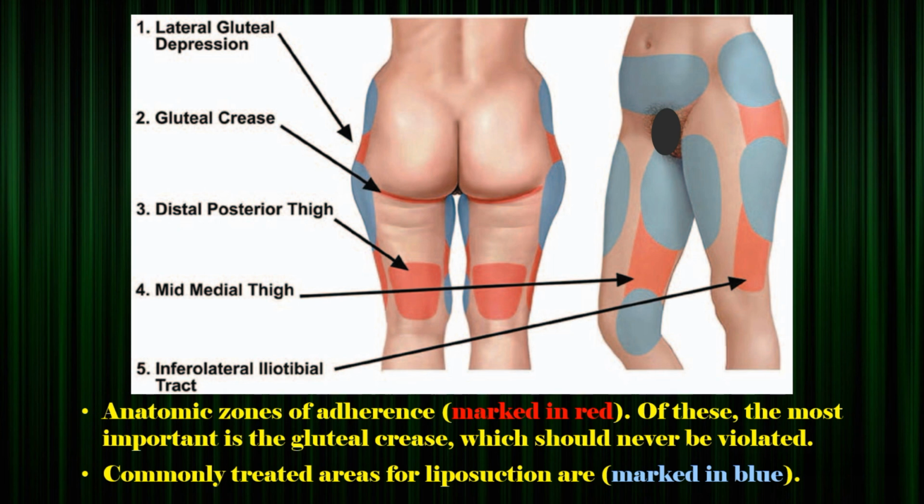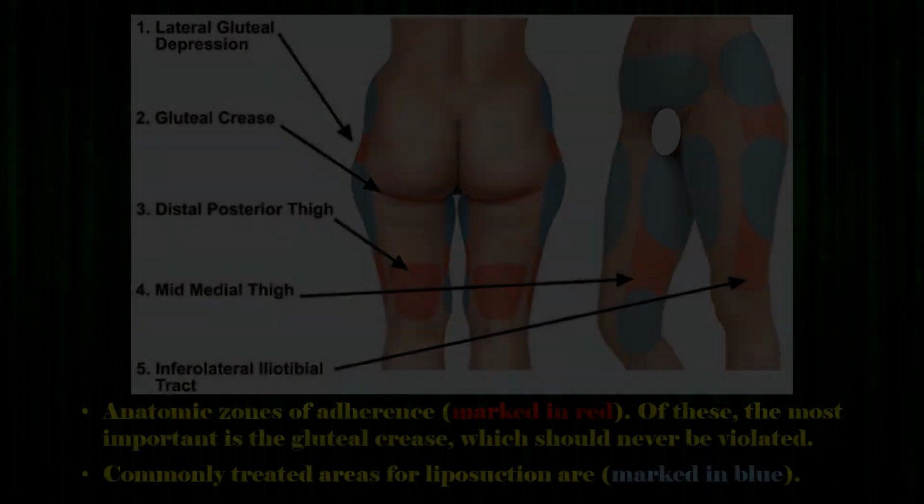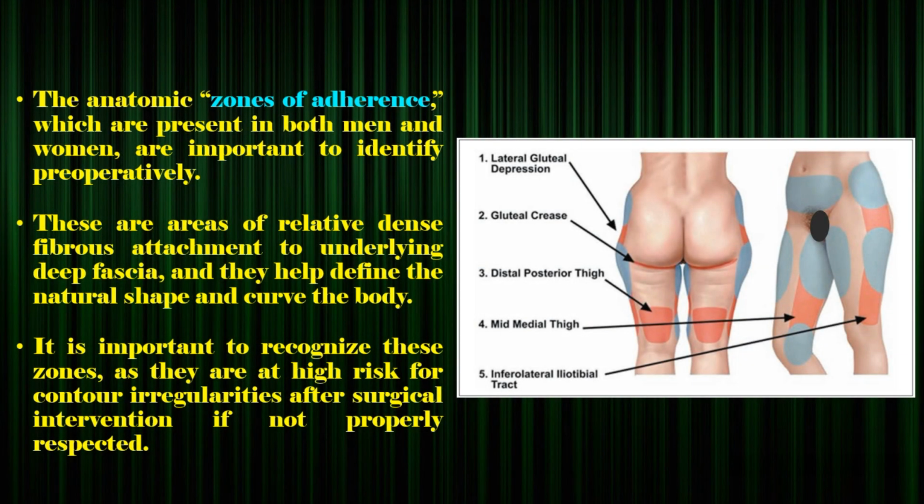Of these, the most important is the gluteal crease, which should never be violated. Commonly treated areas for liposuction are marked in blue. The anatomic zones of adherence, which are present in both men and women, are important to identify preoperatively.